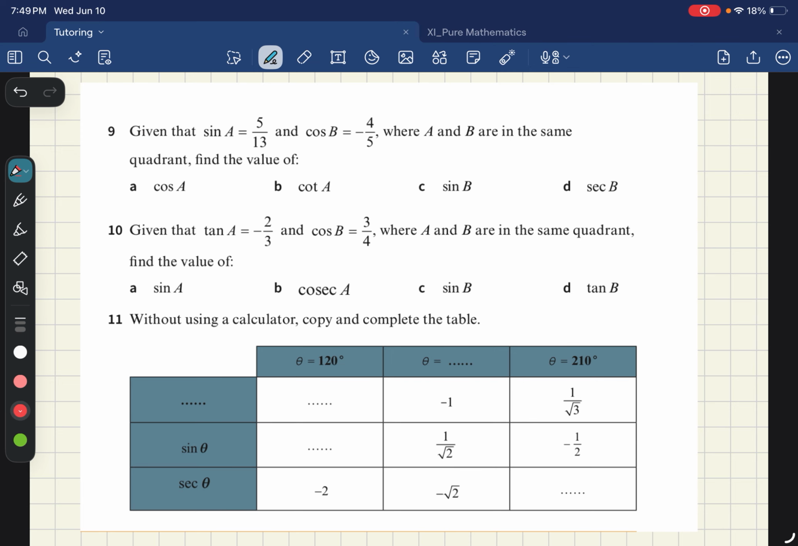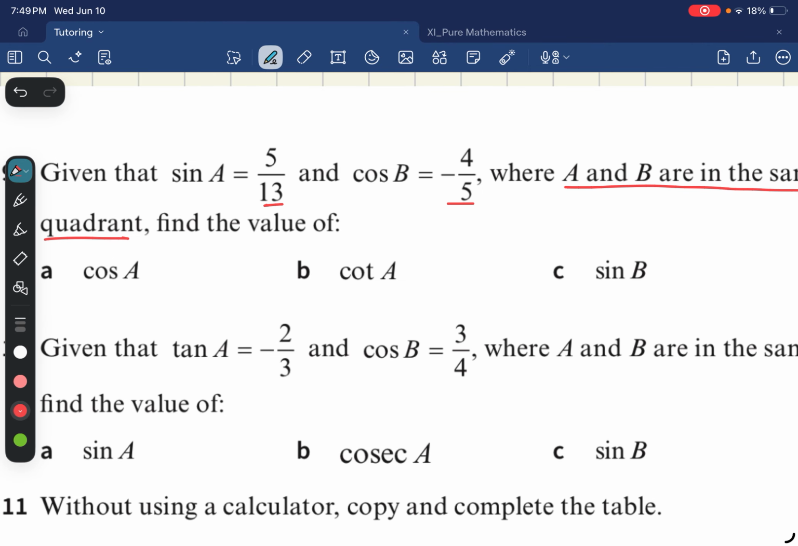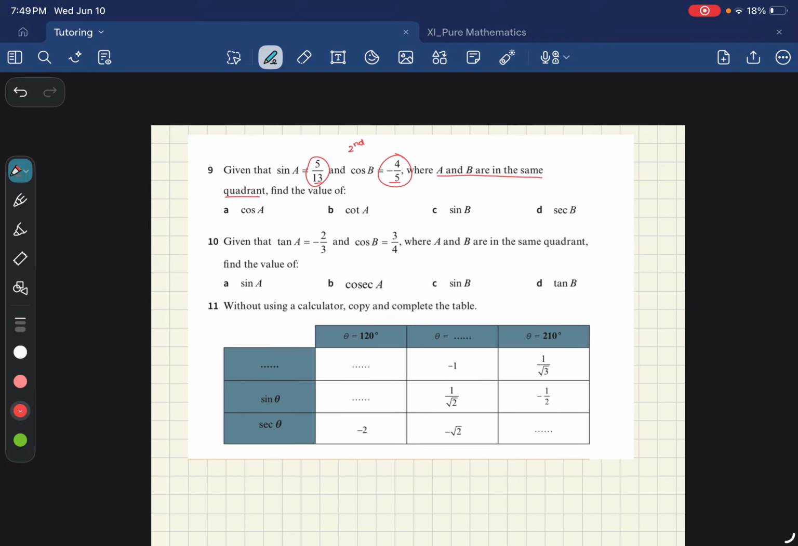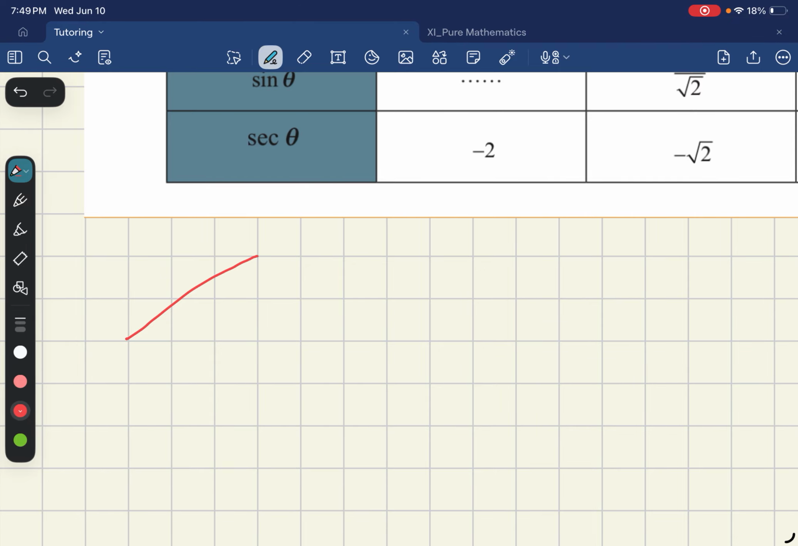Question 9. A and B are in the same quadrant. Sine is positive, cosine is negative. So it's not the first quadrant, because if it was the first quadrant, cosine would be positive. So it has to be the second quadrant. I hope that is obvious. Sine is positive, cosine is negative. That is the condition for the second quadrant. All right. So now you just draw your two triangles. So we know our angle is in the second quadrant. So just draw your two triangles.